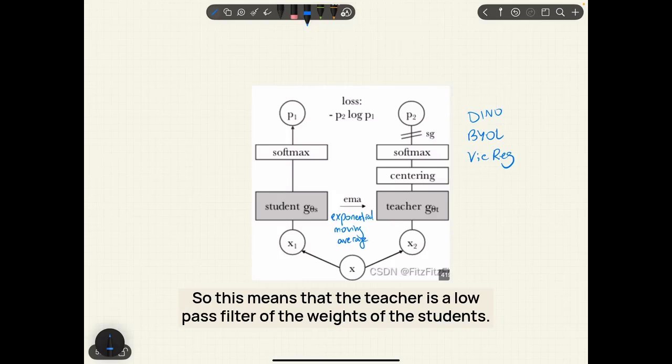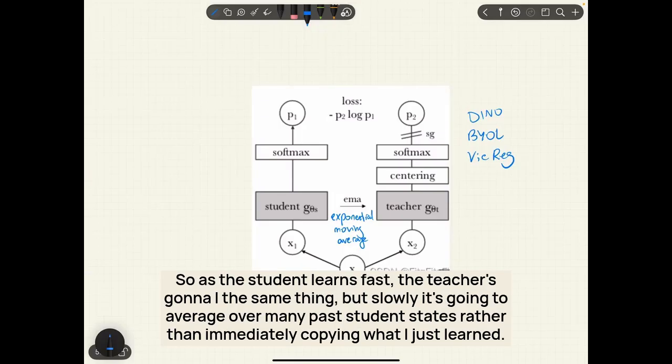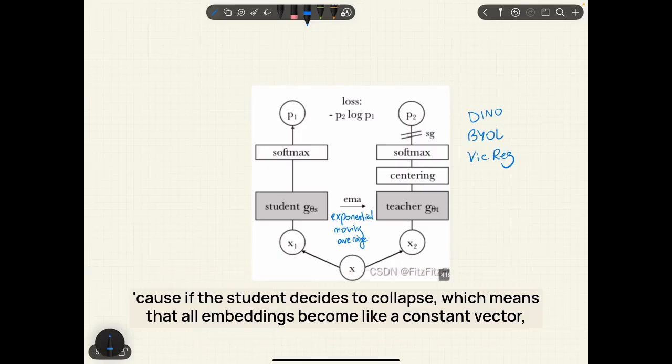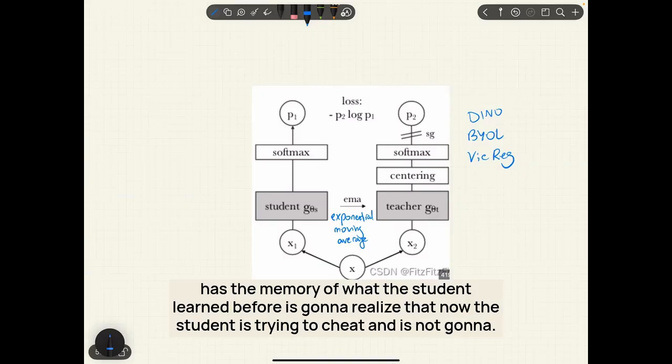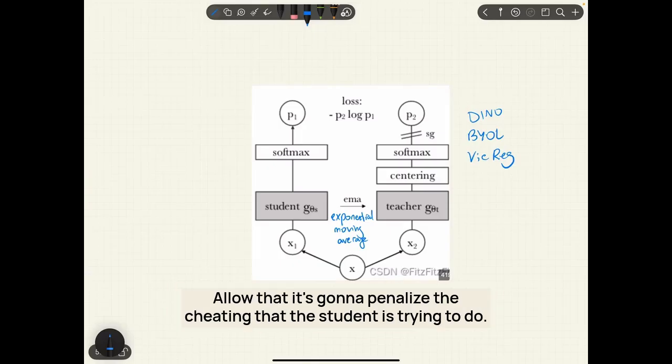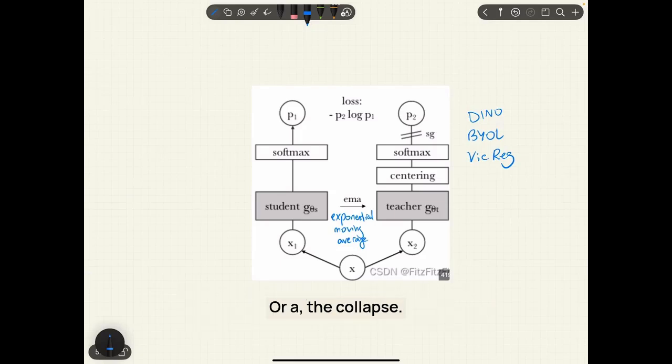This means that the teacher is a low-pass filter of the weights of the student. As the student learns fast, the teacher is going to learn the same thing but slowly. It's going to average over many past student states rather than immediately copying what it just learned. That's really important, because if the student decides to collapse, which means that all embeddings become a constant vector, the teacher, which has the memory of what the student learned before, is going to realize that now the student is trying to cheat. And it's not going to allow that. It's going to penalize the cheating that the student is trying to do, aka the collapse.